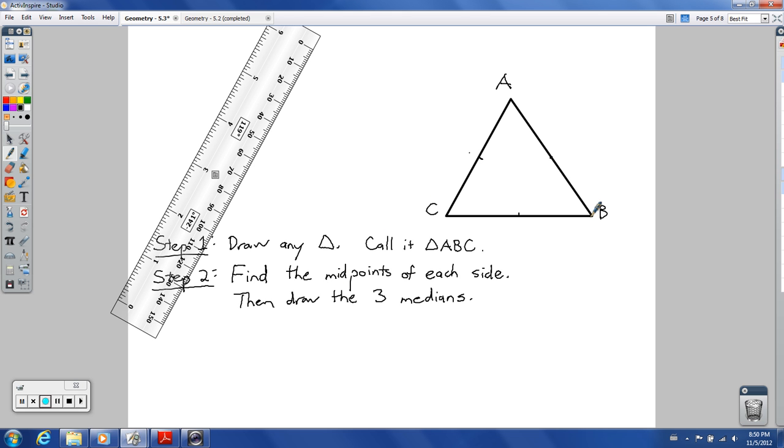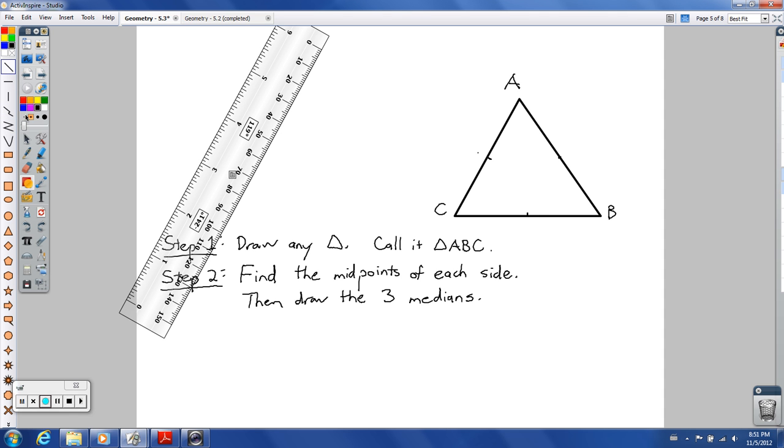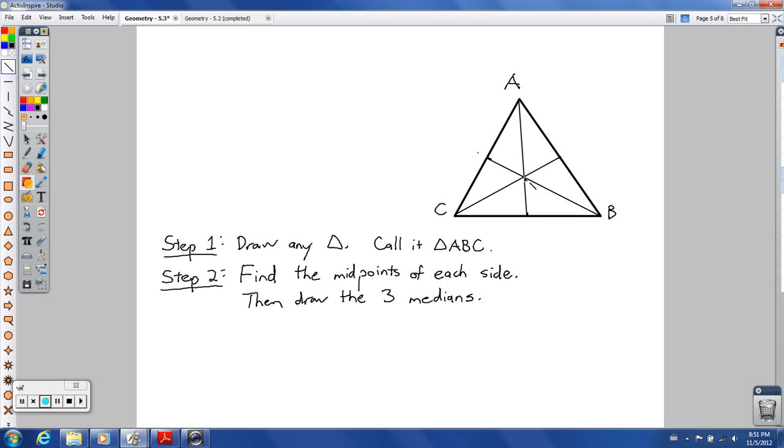So I'm connecting each vertex to the opposite midpoint. Do this with white lines, please. You'll notice these ones are a little bit easier to draw than some of the other ones I'm doing because I don't need to use a compass for this. That makes it a little easier, I think. So we'll connect all those, and you'll notice, hey, they all meet in the same point. Another point of concurrency again.